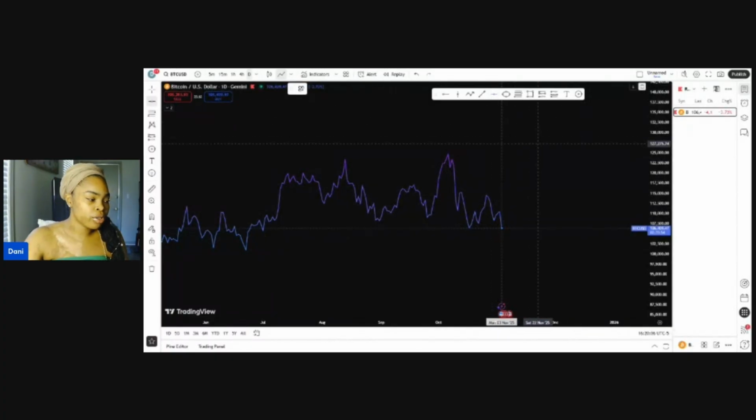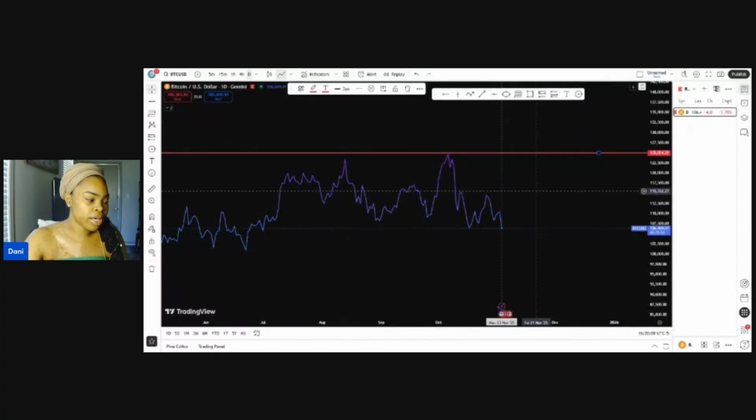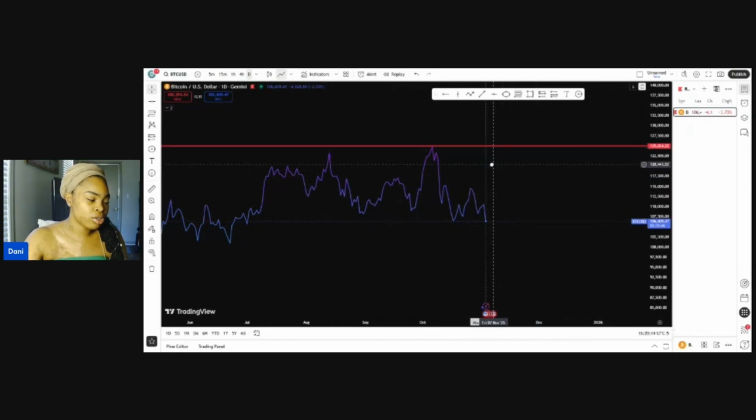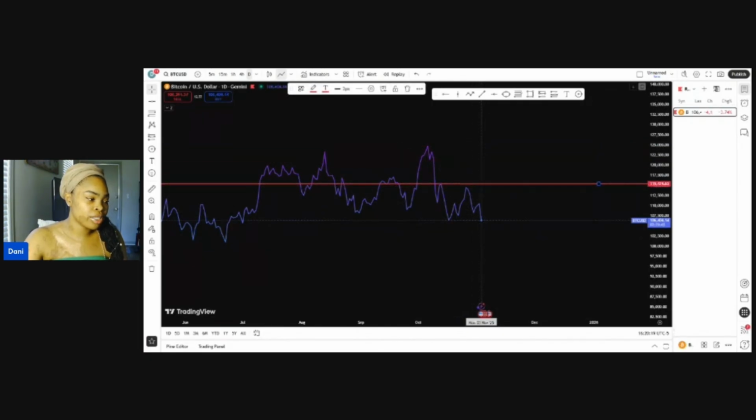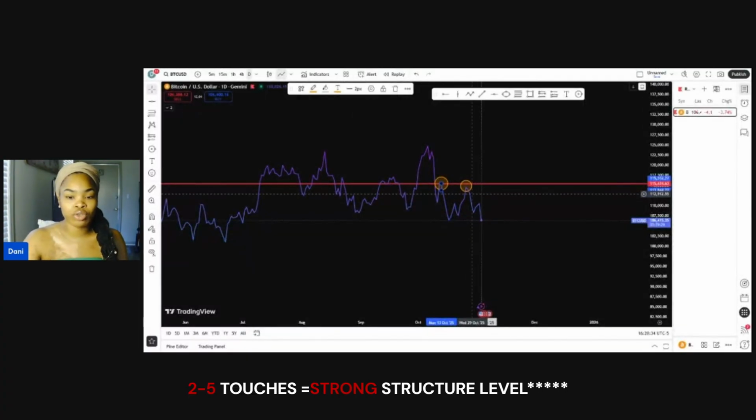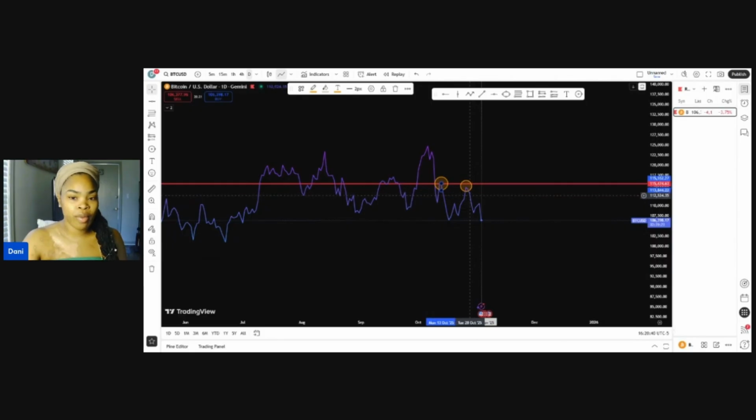You're going to mark your resistance of your previous swing high to swing low. Now, this is a strong resistance level. However, this level is stronger because I have proof that it rejected this resistance level here. That's one touch, and remember our 2 to 5 touch rule. A strong structure level has anywhere between 2 to 5 touches from this market, from our line. And so on and so forth.